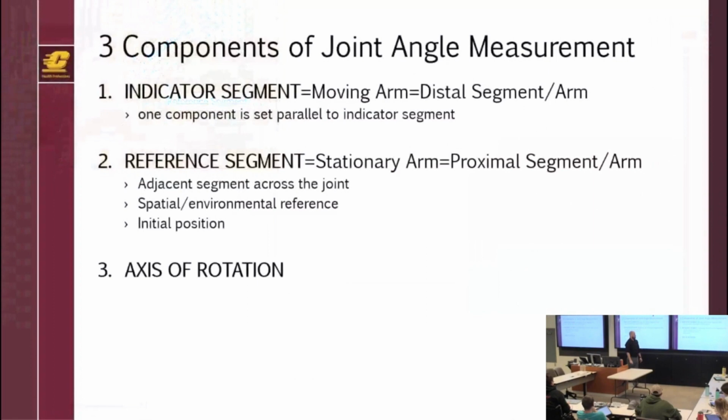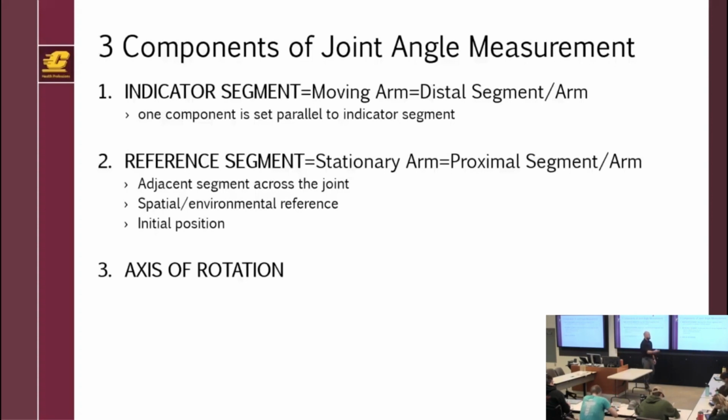So this is the terminology we're going to use. You have an indicator segment, which is also known as the moving arm, which is also known as the distal arm or the distal segment, depending on your resources. You can use those terms interchangeably. We tend to, in this class, default to indicator segment. But if you say moving arm, we'll know what you're talking about.